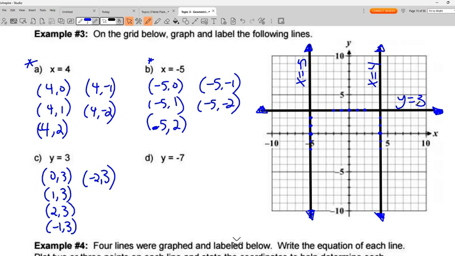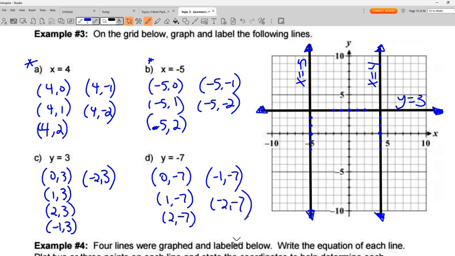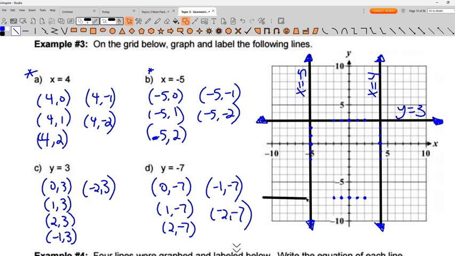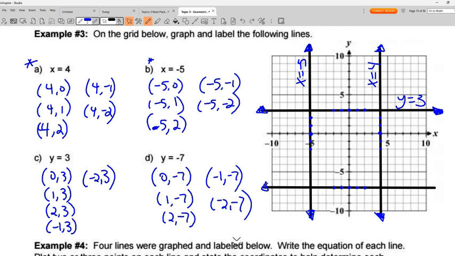If y was equal to -7, we'd have (0, -7), (1, -7), (2, -7), (-1, -7), (-2, -7). As long as the y coordinate is -7, the point will be on that line. So (0, -7) is going to be 7 units down from the origin right here. And there's (1, -7), (2, -7), (-1, -7), (-2, -7). Connect all of those points along this line. That is the line y equals -7. So put your arrowheads on it and go ahead and label it. That's the line y equals -7.